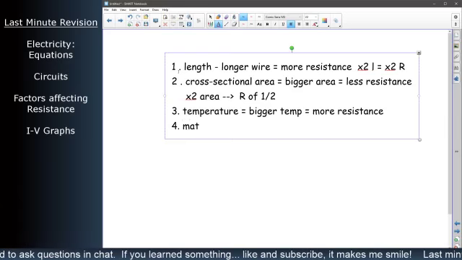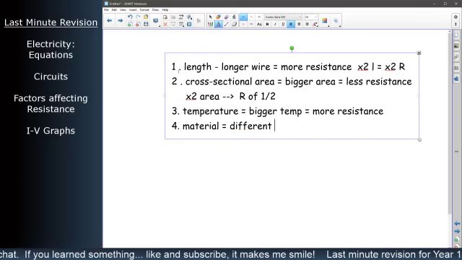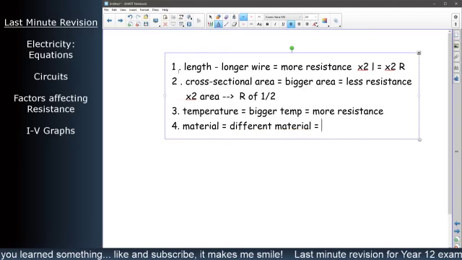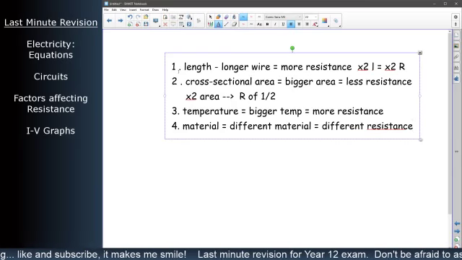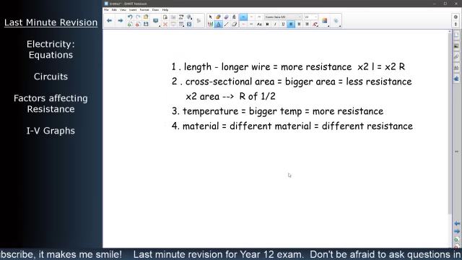And number 4, the material. If you get different material, wait for it, you get different resistance. And that's the best you can say without knowing what the material is. Some materials are great, like gold's a brilliant material for conducting electricity, and wood is not particularly good, air's not great. So change the material, you get different resistances.